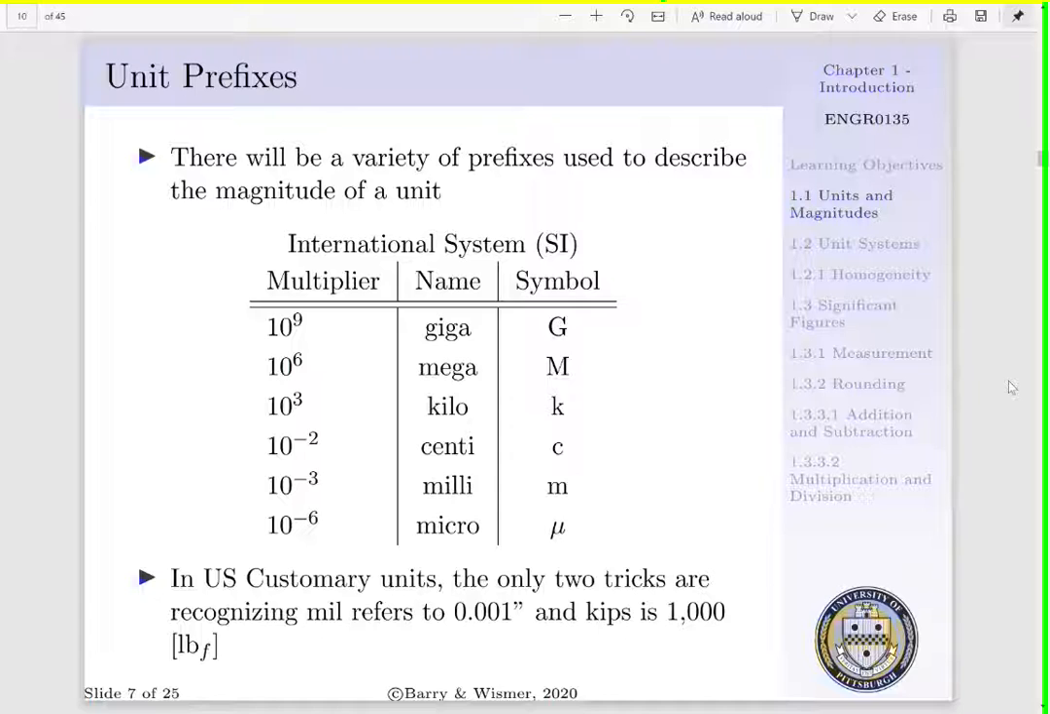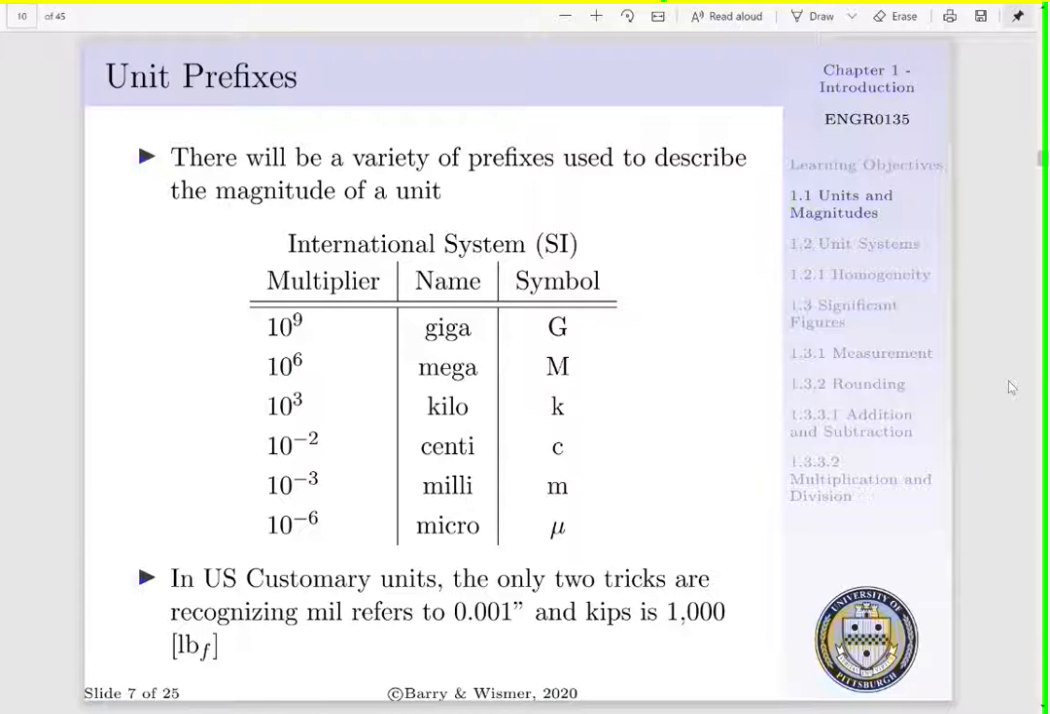For instance, a multiplier of 10 to the 9th means we have a giga, and we have a prefix of a G preceding it. So we can have a giganewton, which would be 10 to the 9th newtons. We can have mega, which is represented by 10 to the 6th and the capital letter M. We can have kilo, represented by 10 to the 3rd with the lowercase k.